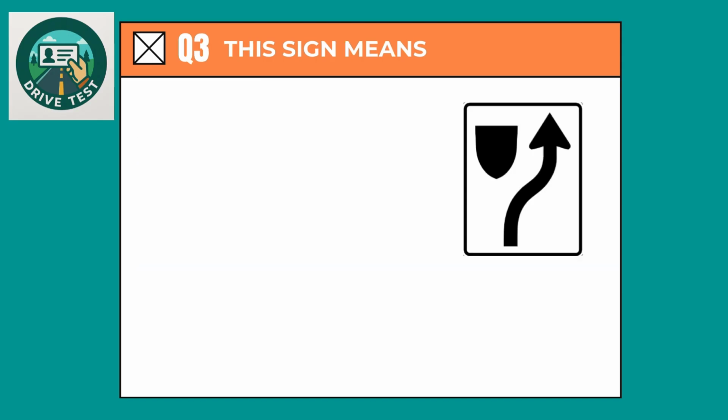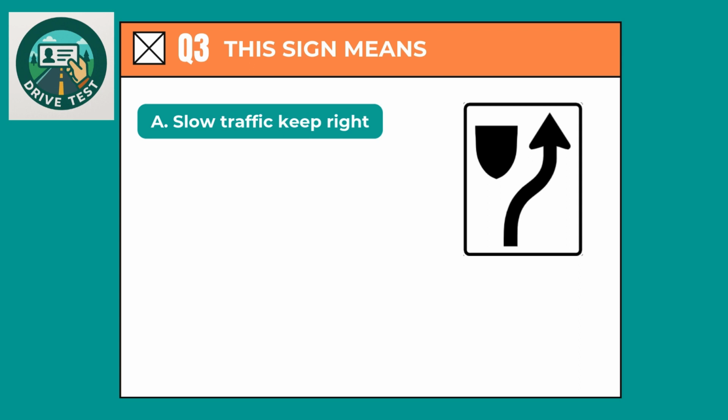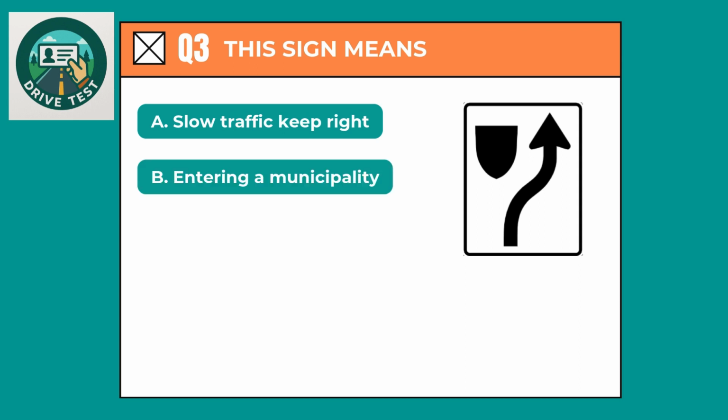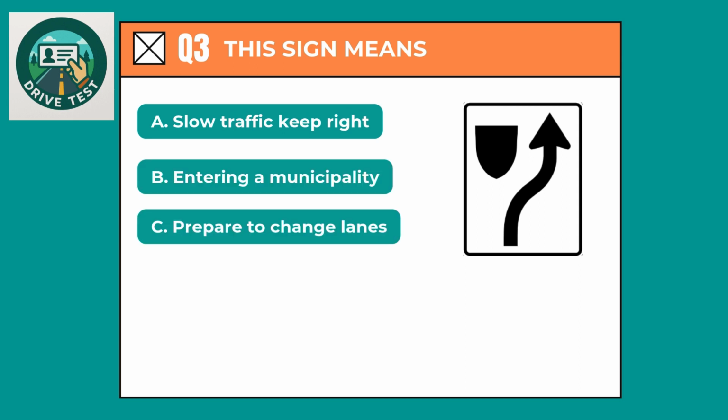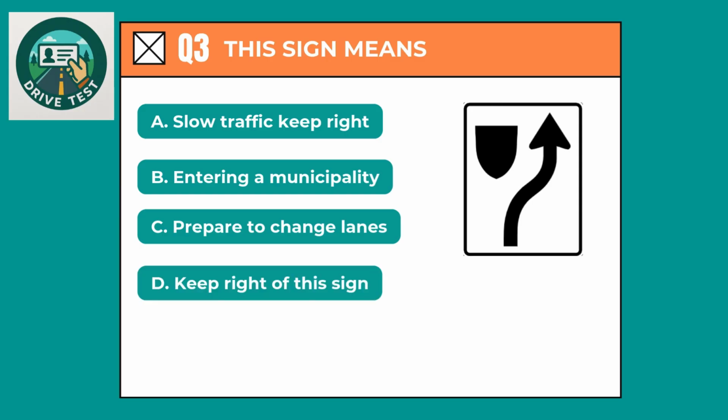Question 3. This sign means: A. Slow traffic, keep right. B. Entering a municipality. C. Prepare to change lanes. D. Keep right of this sign. The correct answer is D. Keep right of this sign.